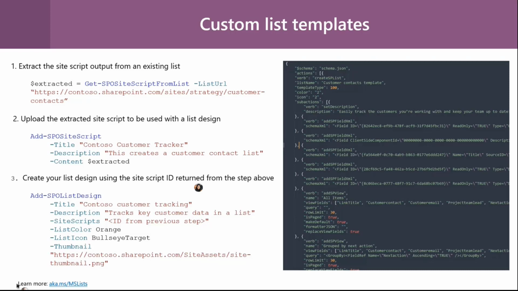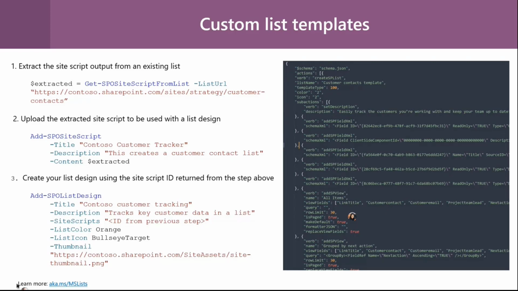So the first step would be, for any list that you have, you can extract the site script output from it by using Get-SPOSiteScriptFromList. On the right hand side here, you see what that output is going to look like. Obviously, you have your actions. The main action here is to create your list, and then all of the sub actions that you see here give you the capability to set the description for the list, create all of your columns, create your views, etc. And anyone who's done this in the past for site templates will realize that this is the exact same format.